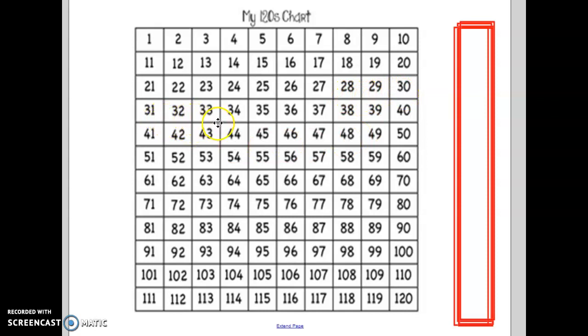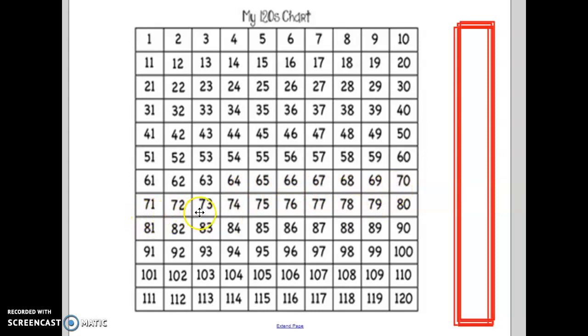31, 32, 33, 34, 35, 36, 37, 38, 39, 40. 41 through 50. 51 through 60. Counting with me? 61, 62, 63, 64, 65, 66, 67, 68, 69, 70.